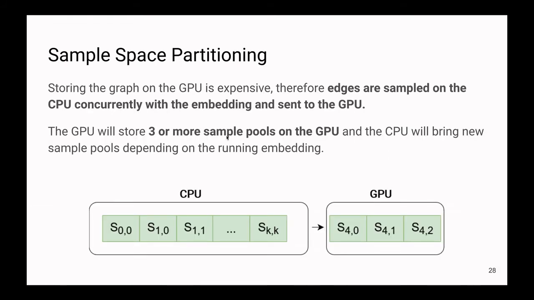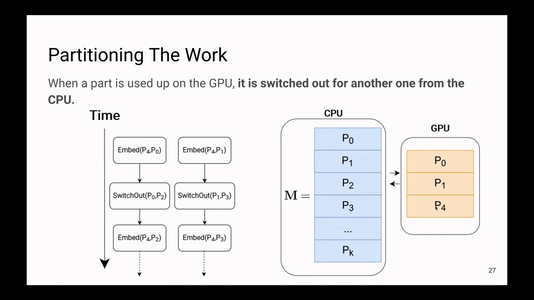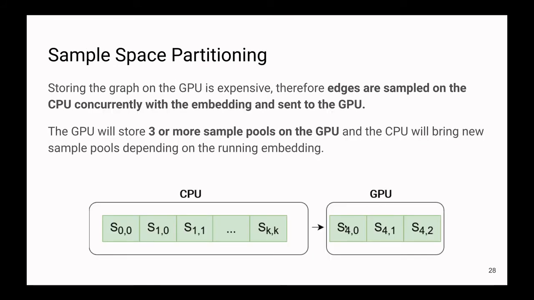Another partitioning that we do is sample space partitioning. Storing the graph on the GPU is expensive. Therefore, edges are sampled on the CPU concurrently with the embedding and sent to the GPU. For example, when we have the parts P0 and P4 in the GPU, we need to have the sample 40 in the GPU in order to do the updates.